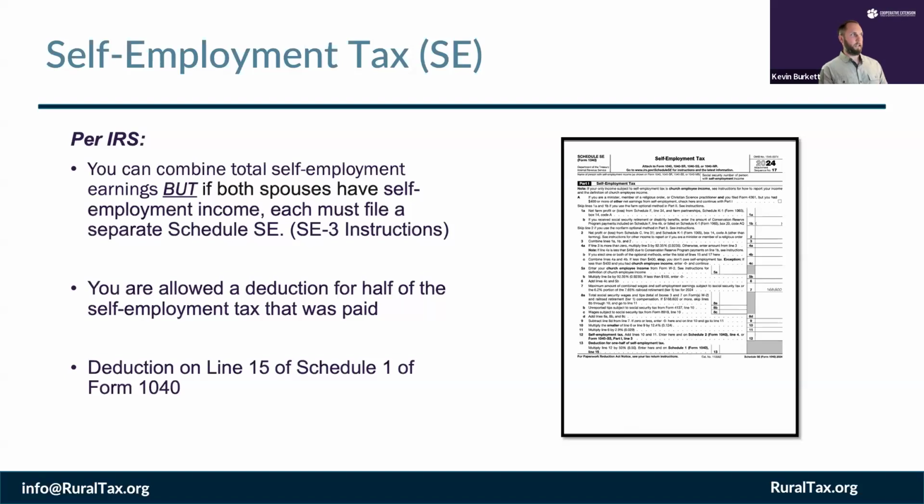You are allowed a deduction for half of the self-employment tax that was paid. So essentially that employer portion you get a deduction for, and that goes to line 15 of the Schedule 1 that we've kind of referenced a couple times through this presentation. So you can take a look at that. Again, perhaps you had some of these affecting your previous tax returns.